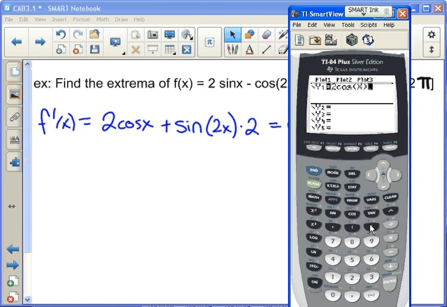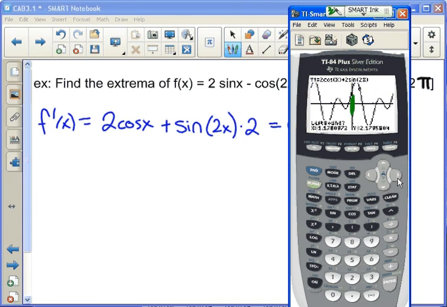If you use Zoom Trig number 7, then it automatically puts your window from -2 pi to positive 2 pi. Okay, so you can see here that we actually have several spots where we're going to equal 0. So I can do second calc, number 2 is 0. And remember, I only care about it from 0 to 2 pi, so I'm only looking at it from here to here. So I count 1, 2, 3, 4 spots.